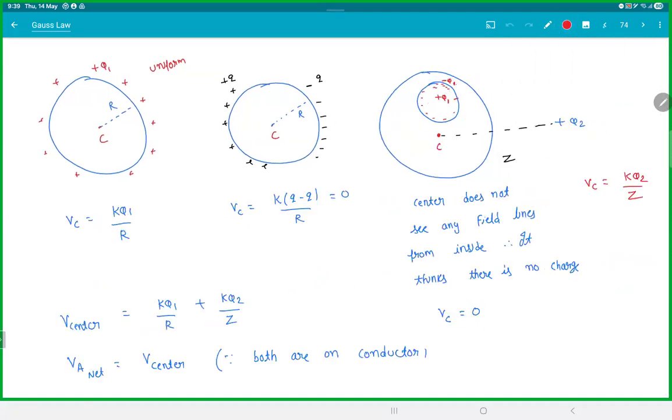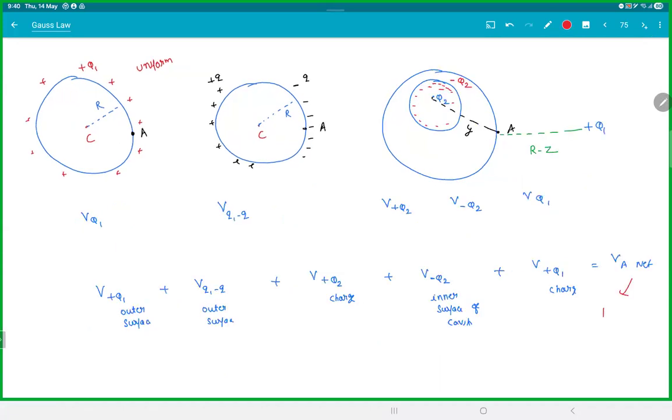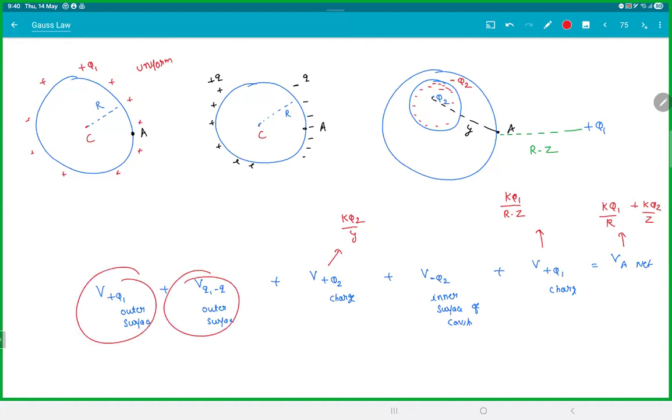This value I already know from here, which is K Q1 by R. I'll just erase this. You understand this thing. So this is K Q1 by R plus K Q2 by Z. Perfect. I know due to this guy also: K Q2 by Y. Remember, potential is a scalar, so direction will not matter. I know this guy also: K Q1 by R minus Z.